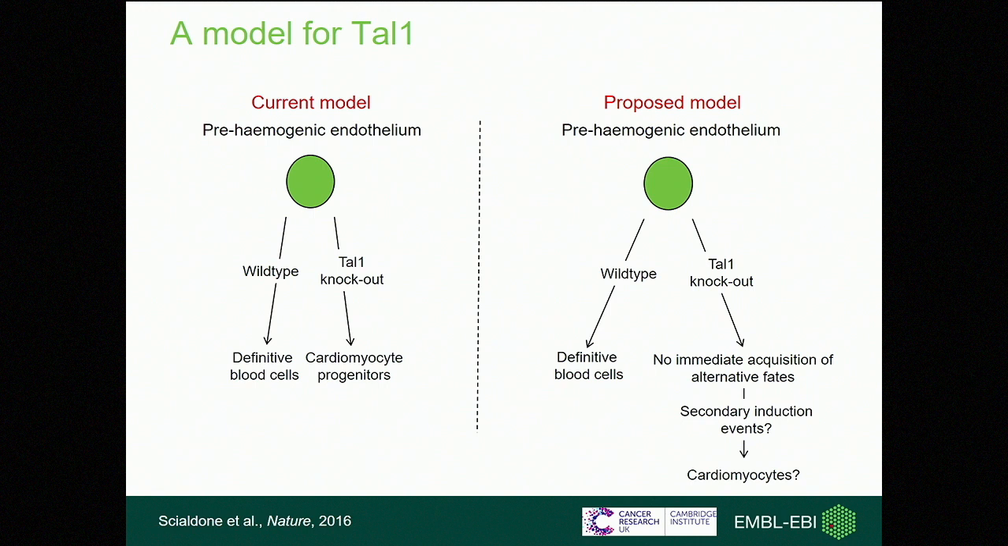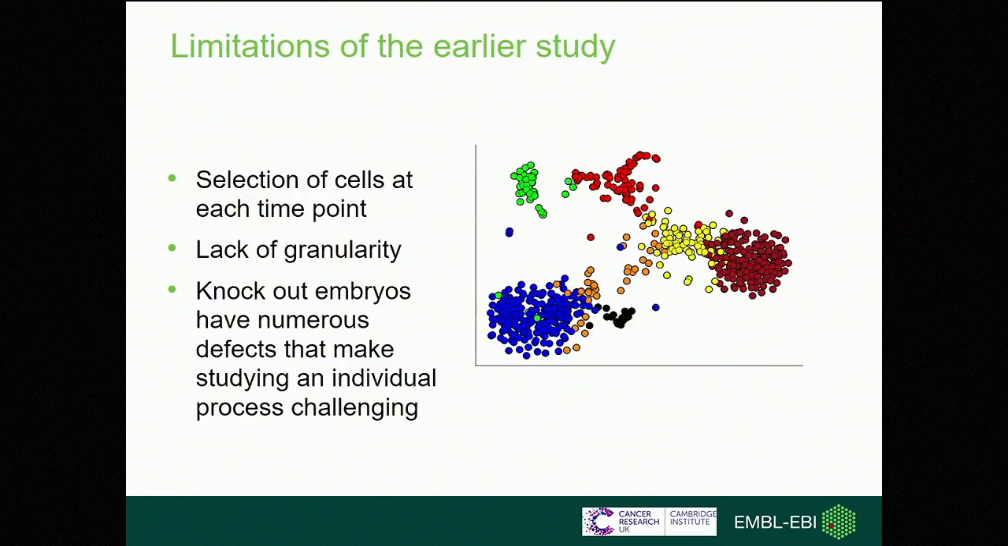So this was the model we had around 2016, but this experiment actually had a number of problems. Perhaps most obviously, we selected a small number of cells at each developmental time point. There was a relative lack of granularity, so the space between the sequential time points here was moderately large. And perhaps most critically, in terms of understanding the function of the particular gene TAL1, these embryos are very sick. So if you're going to knock out a gene that's developmentally essential, then of course the embryos are going to die, but lots of other things are going wrong.